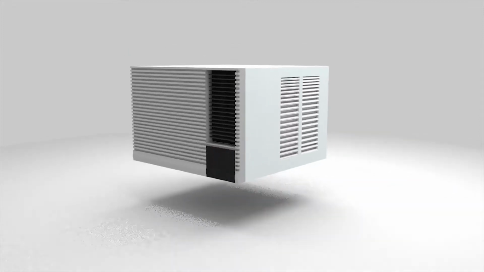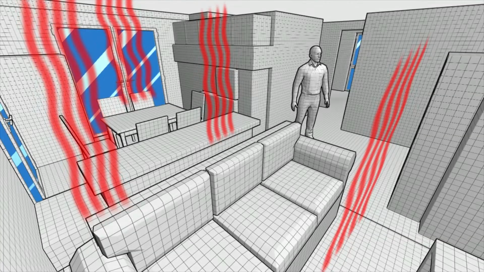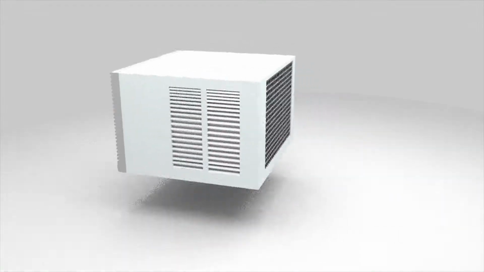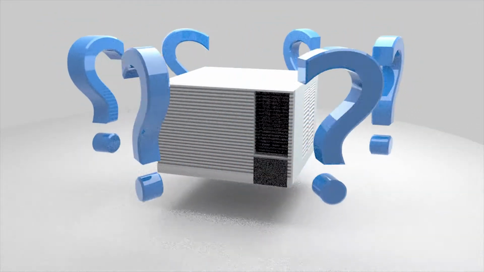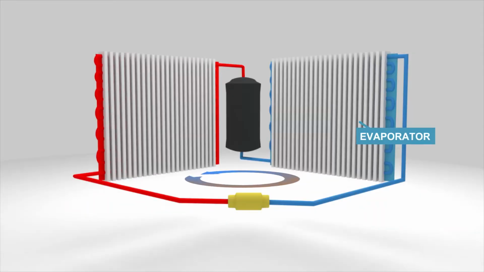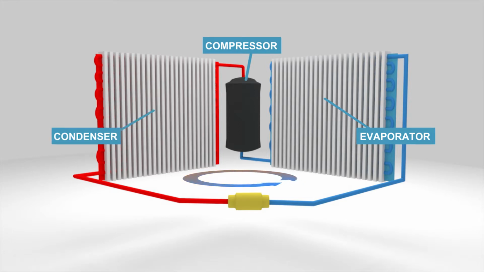Air conditioning is all about moving heat from where you don't want it to where you don't care. So, how does an air conditioner do it? Let's take a look and see how it works. A room air conditioner has four major components: the evaporator, the compressor, the condenser, the expansion valve.